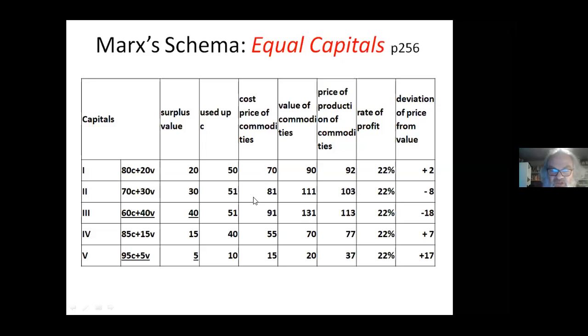The total surplus value, when we add all these up, is going to equal the total profit. But the profit is realized differently, and the profit is realized according to the amount of capital advanced, not according to the amount of labor set in motion. That's the whole point of Marx's example.